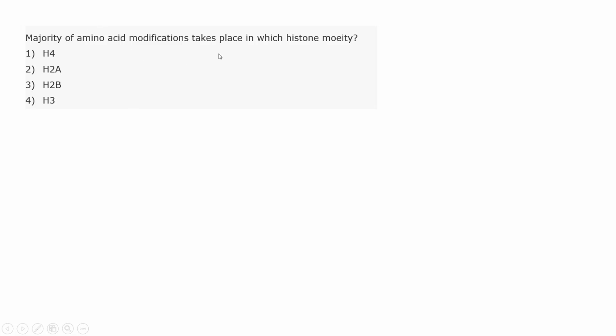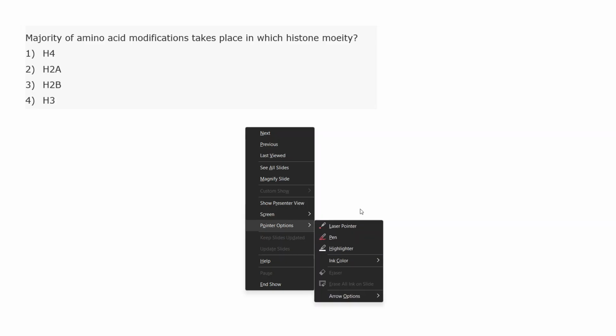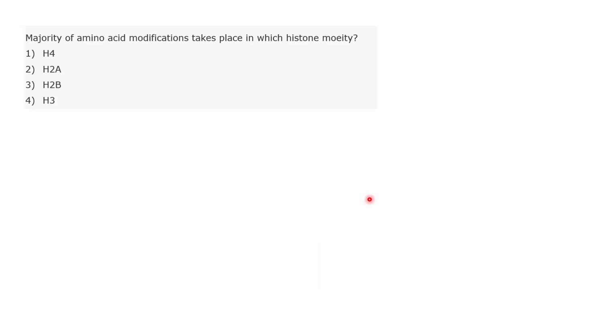Majority of amino acid modification takes place in which histone moiety? H4, H2A, H2B or H3? We have discussed this before. Which may be the answer? Majority of amino acid modification, including acetylation, phosphorylation, etc., takes place in which histone moiety?